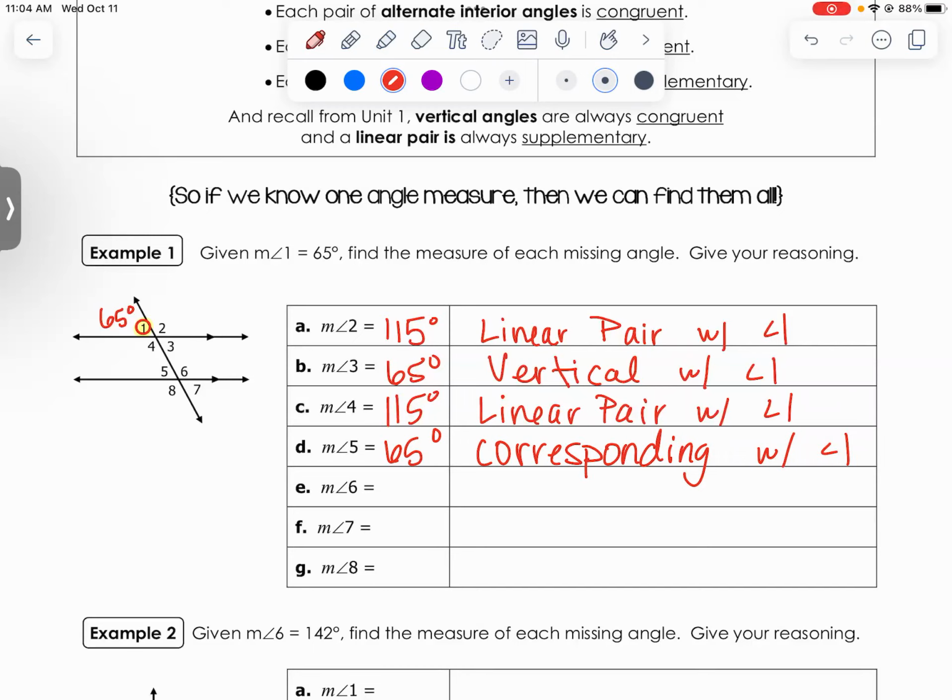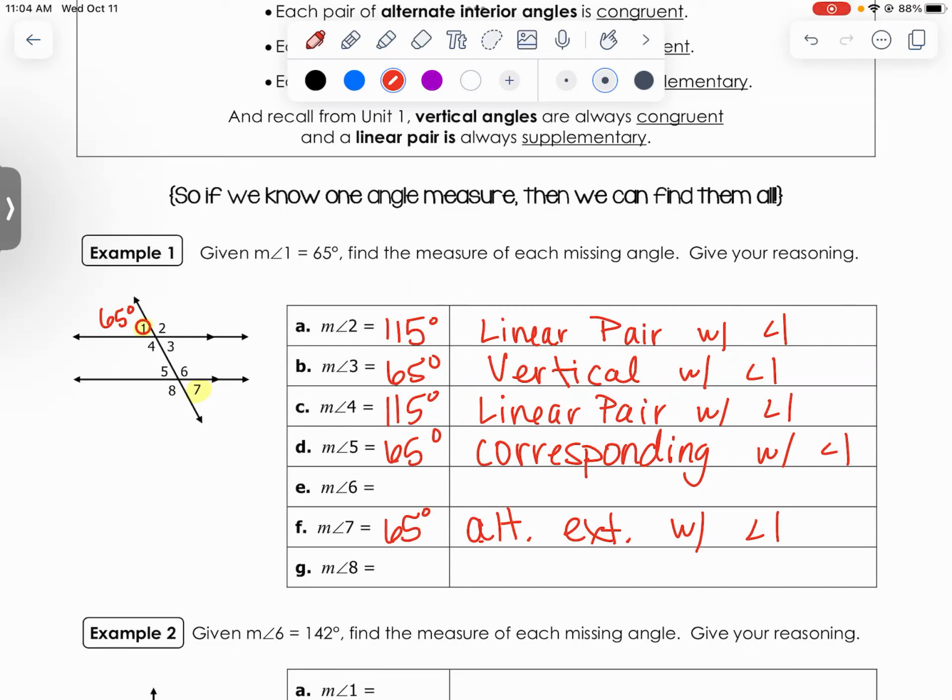I'm going to jump down to angle 7. What's the relationship with angle 7 and angle 1? Angle 7 is an alternate exterior angle with angle 1. And what's true about alternate exterior angles? They're the same. So angle 7 is also 65 degrees.